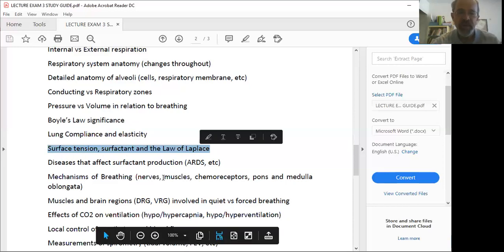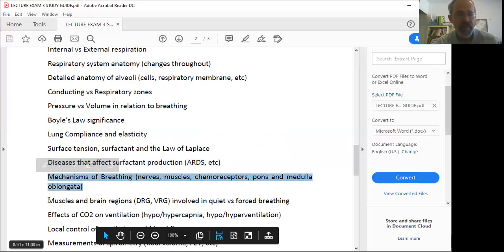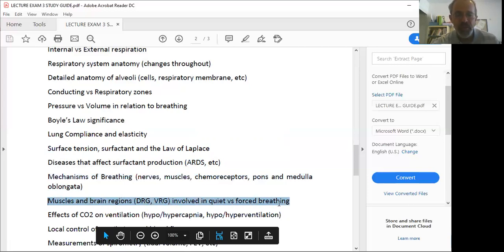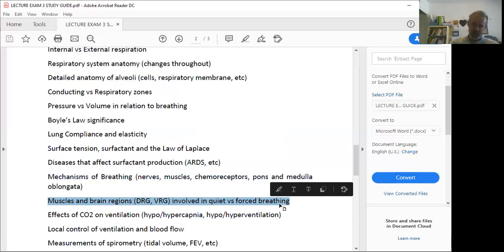We spoke about acute respiratory distress in adults. So the mechanism of breathing, like I mentioned, is important. And again, to elaborate, which muscles, which regions in the medulla are involved in the quiet versus forced breathing. Remember, the DRG is involved with quiet; what muscles does that activate? The VRG is involved with forced; what does that activate?